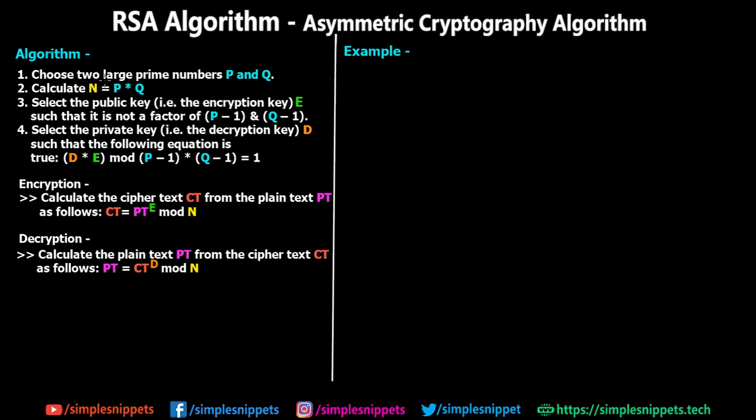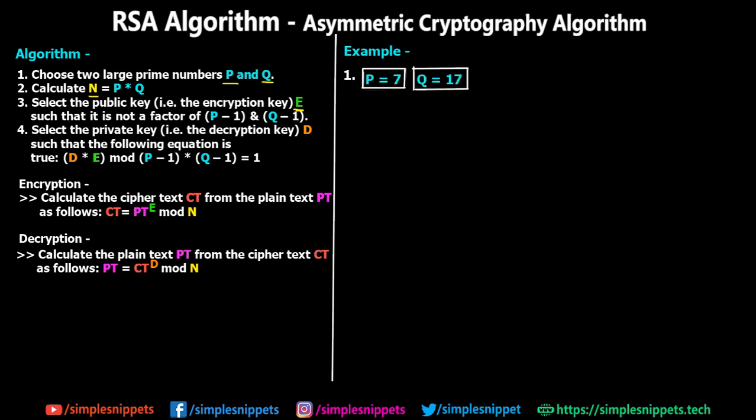Step number 1 is to choose two large prime numbers P and Q, and then calculate N, which is P star Q, that is P times Q. Then we get a huge number. Now to select the public key: we know that in asymmetric cryptography we need two keys for encryption and decryption. We are talking about the public key, that is for encryption, and we call it E. It has to be such that it is not a factor of P minus 1 and Q minus 1. Side by side we'll take the example also so that you understand it very well.